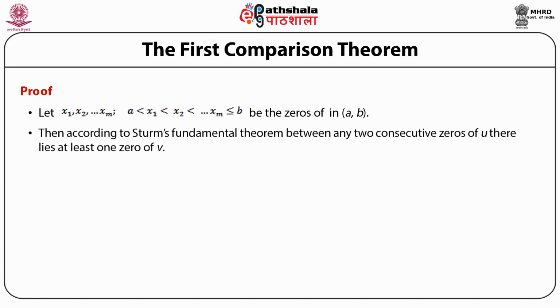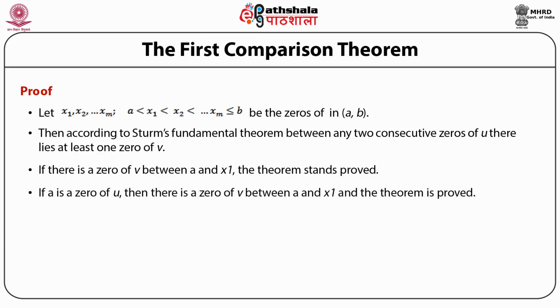Then, according to Sturm's fundamental theorem, between any two consecutive zeros of u, there lies at least one zero of v. If there is a zero of v between a and x1, the theorem stands proved. If a is a zero of u, then u of a is equal to alpha 1 is equal to 0, then there is a zero of v between a and x1 and the theorem is proved. So, let us assume that u of a is equal to alpha 1 is not equal to 0.